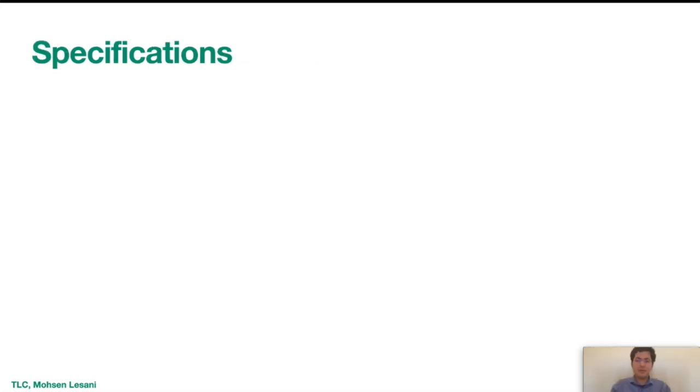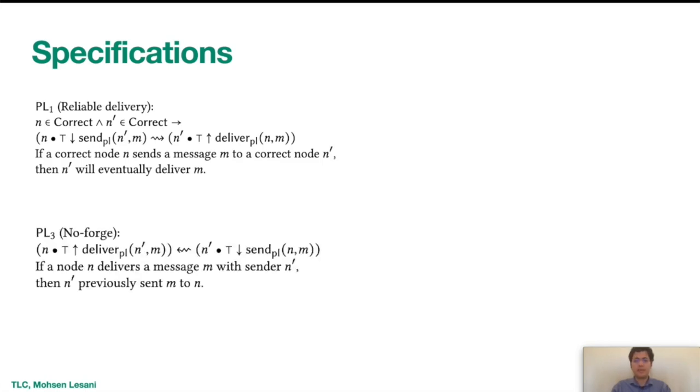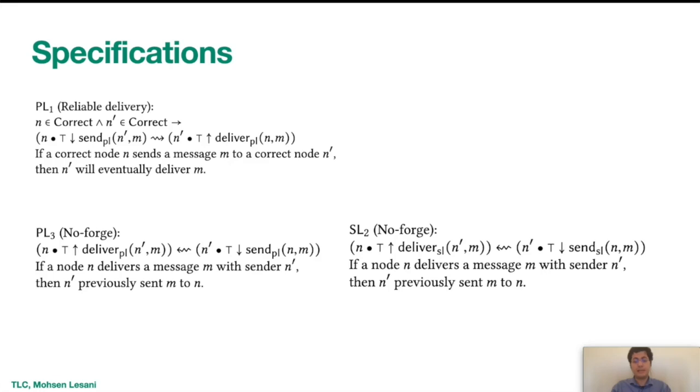The specification of both safety and liveness properties of the perfect link can be written almost verbatim from their natural language descriptions. Let's see reliable delivery as a liveness property. If a correct node N sends a message M to a correct node N prime, then N prime will eventually deliver M. A no-forge property as a safety property. If a node N delivers a message M with sender N prime, then N prime has previously sent M to N. And a similar no-forge property is stated for stubborn links.